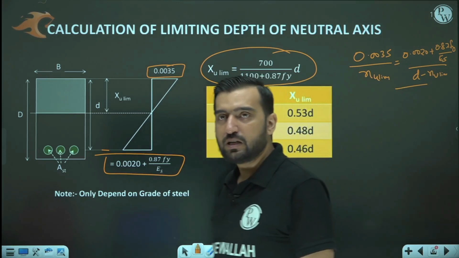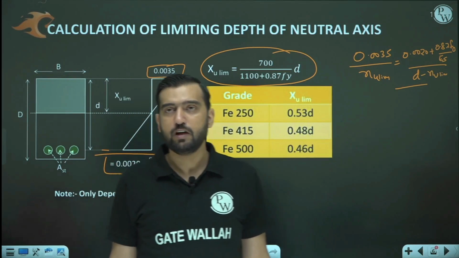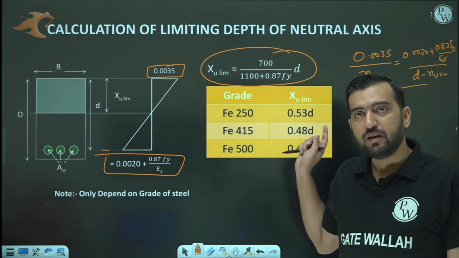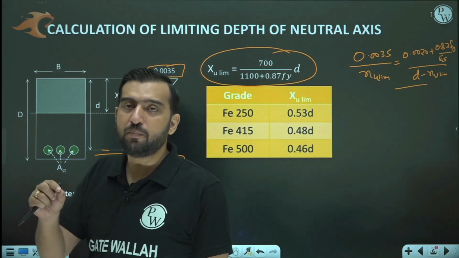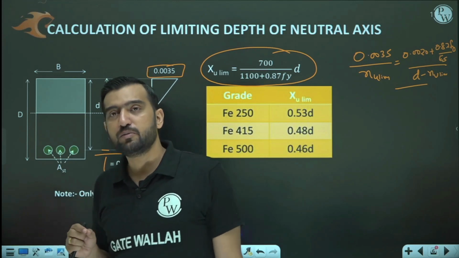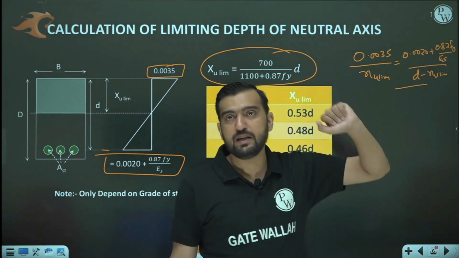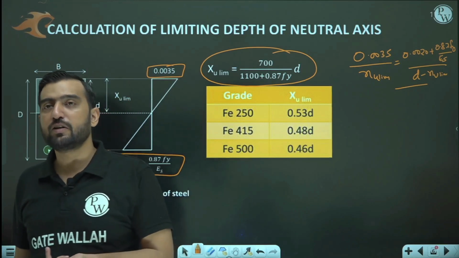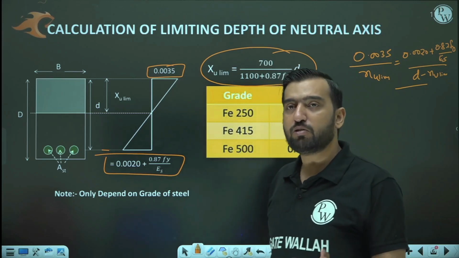So based on the grade of steel, you will have the value of Fy. Are you getting it or not? And there is one more hidden thing here. The limiting depth of neutral axis depends upon the grade of steel as well as the Young's modulus of the material. Young's modulus of steel, because here you have substituted the value of Es. So sometimes they may ask on what factors the limiting depth of neutral axis depends. There, if the Young's modulus of the material is also given, you have to select that as well.